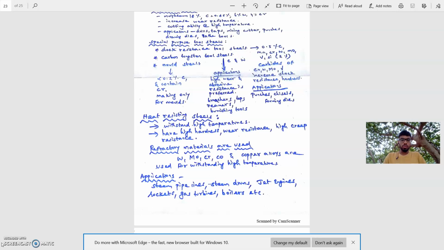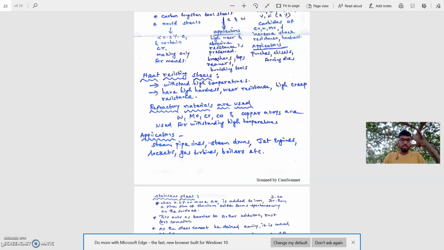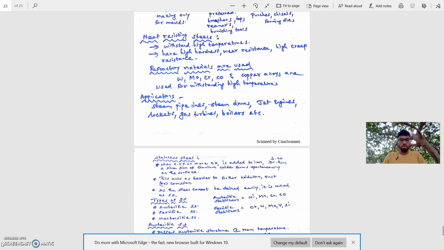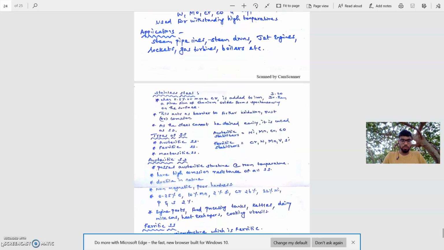They consist of tungsten, molybdenum, chromium, cobalt, copper alloys used for withstanding high temperature. Applications are steam pipelines, steam turbines, jet engines, rockets, gas turbines, boilers. In high alloy steels, we have stainless steels also.